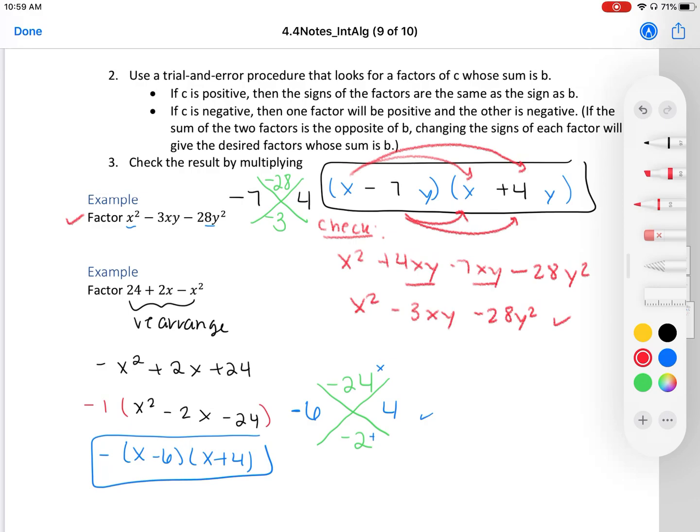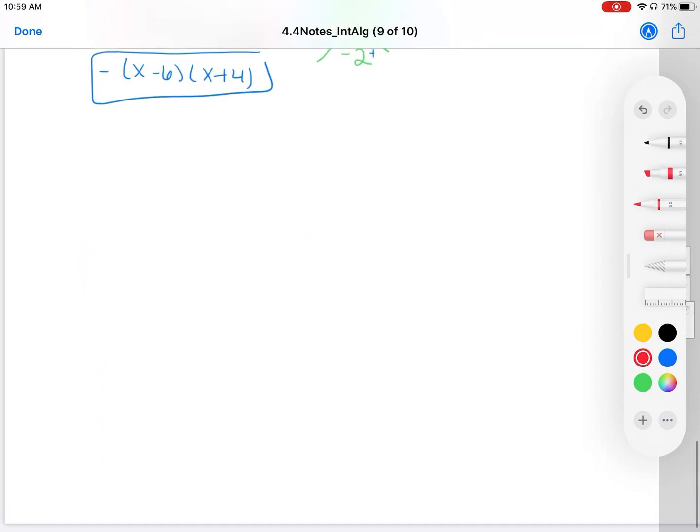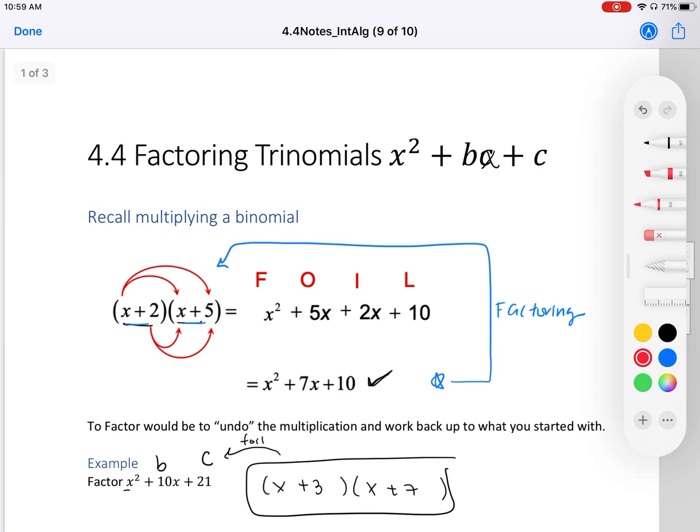All right, that is it for this section. This was 4.4, factoring trinomials of the form ax squared plus bx plus c.